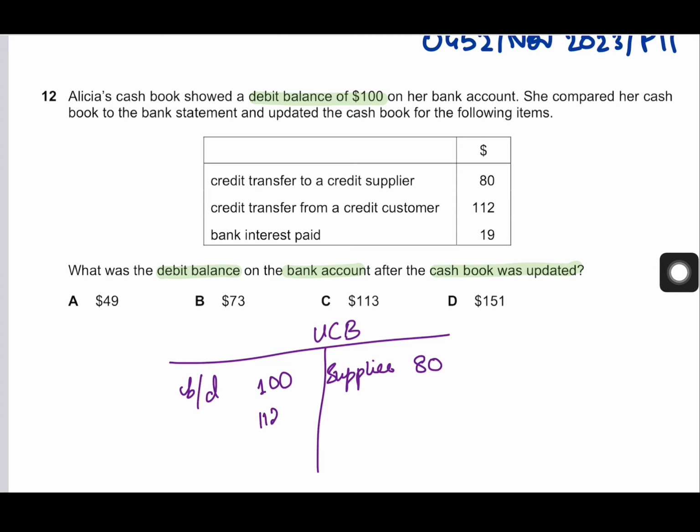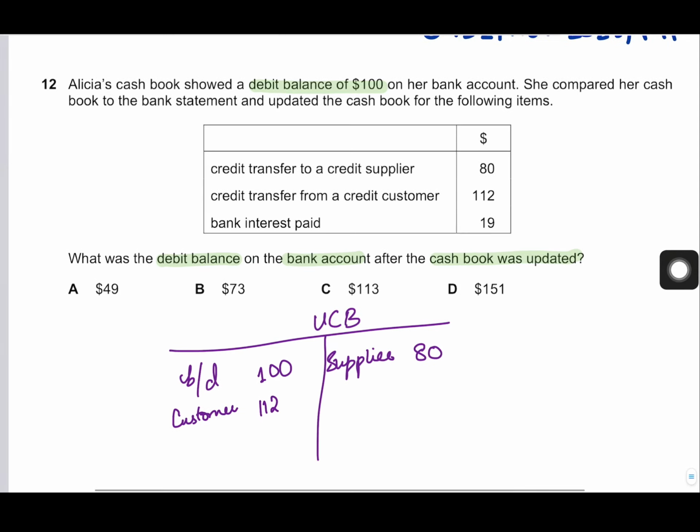That will be shown on the debit side of my updated cash book. And third is bank interest paid, again paid by the bank without notifying us, and that's an expense, that's a cash outflow, so it will also be credited in my updated cash book.